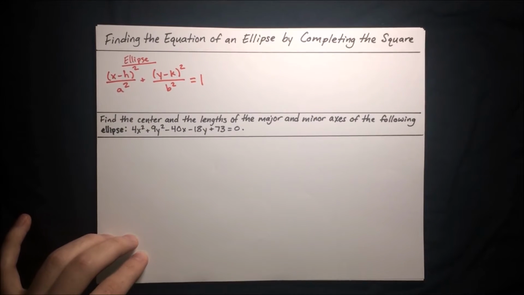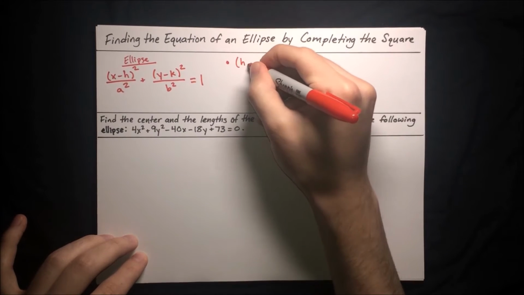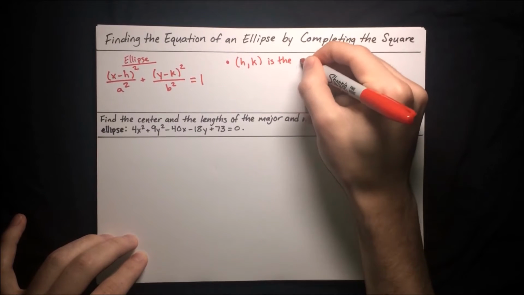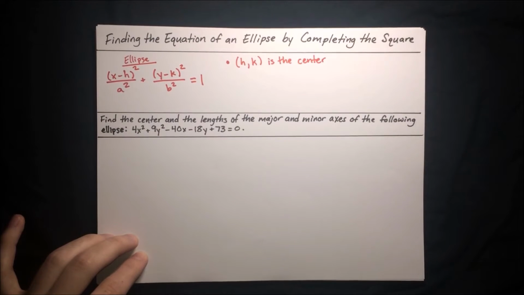Let's also refresh on what the parts of this equation mean. First of all, h comma k, that is the center of the ellipse. So that's what h and k tell us. Now how about a and b?